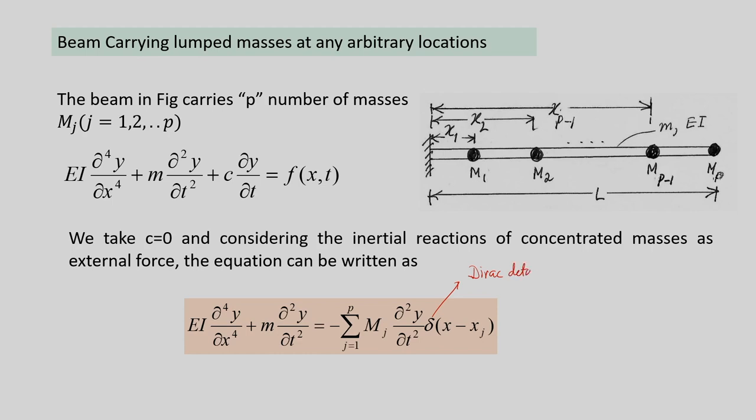the meaning of which was discussed in many earlier classes. But one important property of the Dirac delta function is that if phi is a function, multiplied by the Dirac delta function with argument x minus x1, and integrated between minus infinity and plus infinity, the result is the function evaluated at x equal to x1. That simple property of the Dirac delta function makes such problems very attractive. So, using f(x,t) as a summation of the inertial reactions of the different masses m1, m2, up to mp, we are now writing this term as summation j equal to 1 to p of m_j ∂²y/∂t² times the Dirac delta with argument x minus x_j.